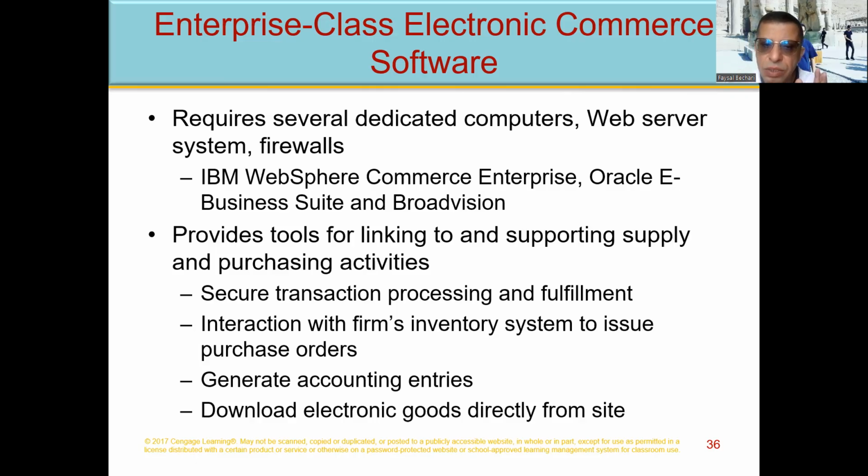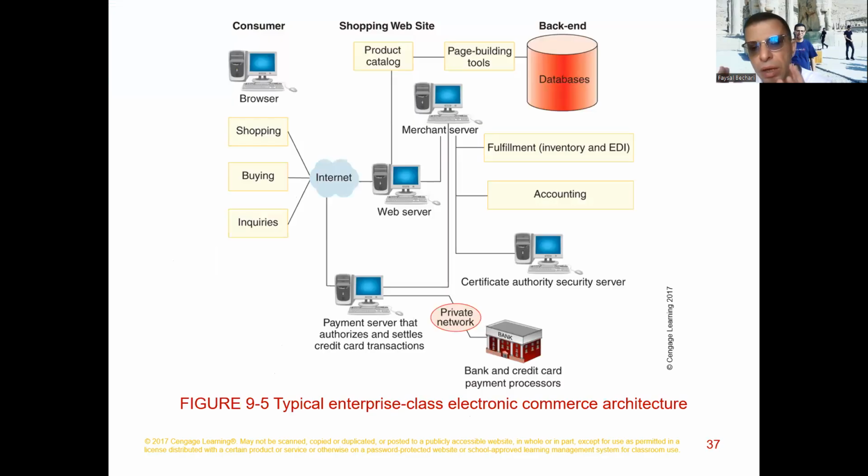It also provides tools for linking and supporting supply and purchasing activities, secure transaction processing and fulfillment, interaction with the firm's inventory system to issue a purchase order, generate accounting entries, and download electronic goods directly from the site. This is how it looks like, the typical enterprise electronic commerce architecture.